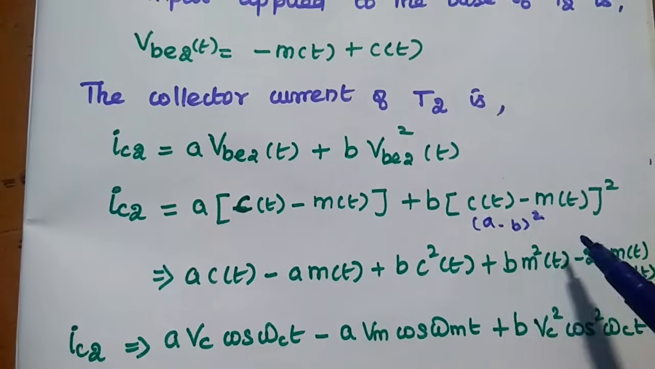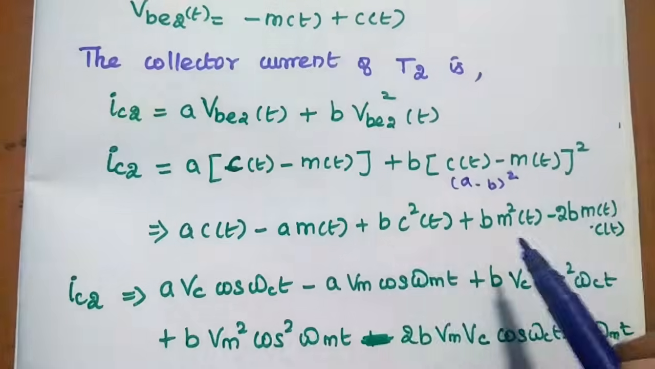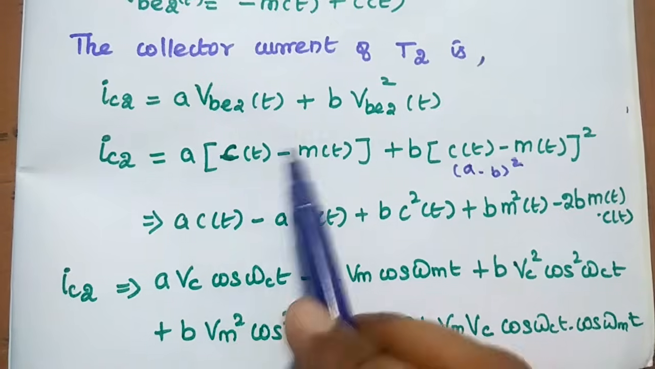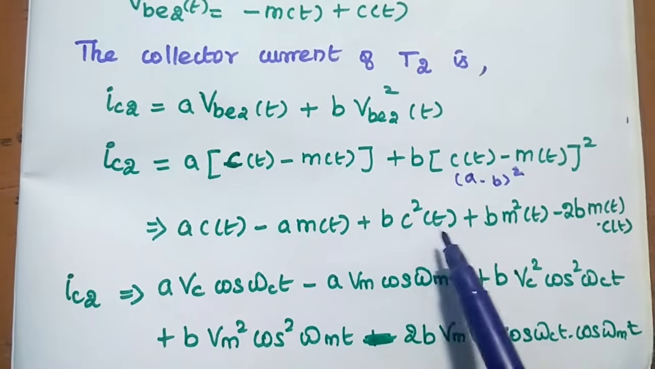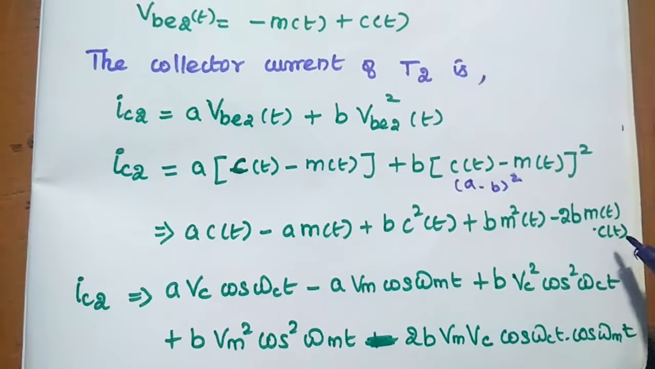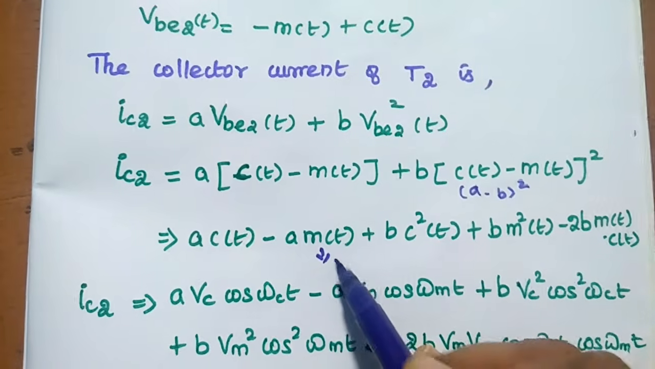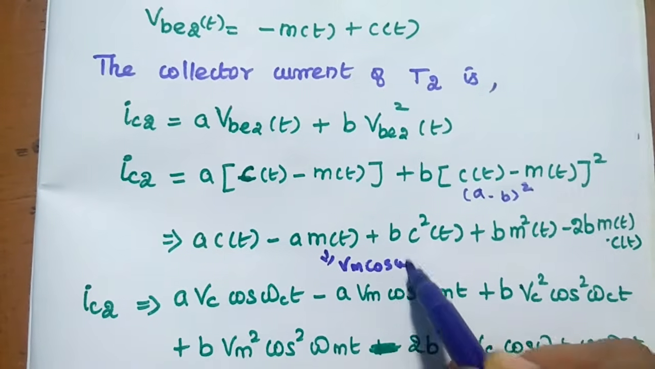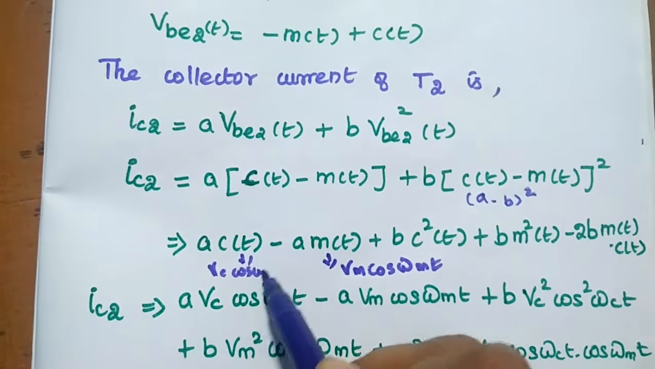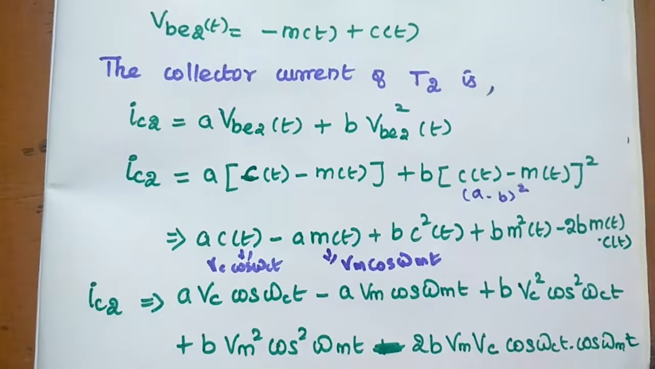So here it is in the form of A minus B the whole square. So we have to expand like A squared plus B squared minus 2AB. So we can write A into C of t minus A into M of t plus B into C squared of t plus B into M squared of t minus 2B M of t into C of t. After that we have to substitute the value of M of t as Vm cos omega mt, C of t as Vc cos omega ct. So likewise we can expand the expression like this.